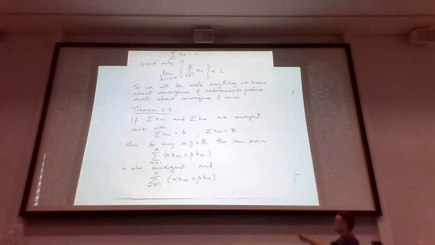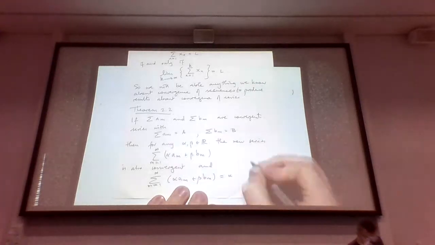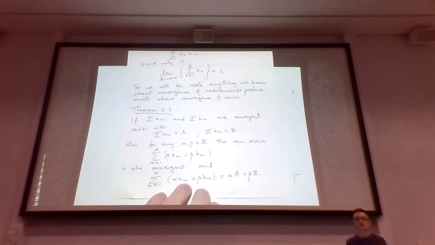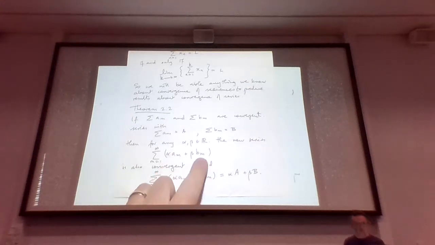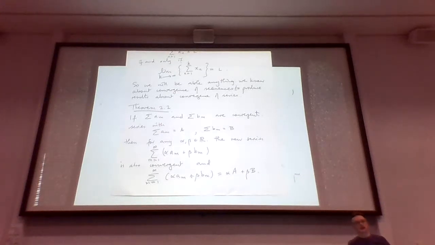I mean, it'd be very strange if this had any value other than alpha times the sum of the first series plus beta times the sum of the second series. So this is what we kind of naturally expect the sum of this series to be. Basically, you're adding all the a's to all the b's, except you're multiplying the a's by alpha, multiplying the b's by beta. So surely you get out of it alpha times the sum of the a's plus beta times the sum of the b's.